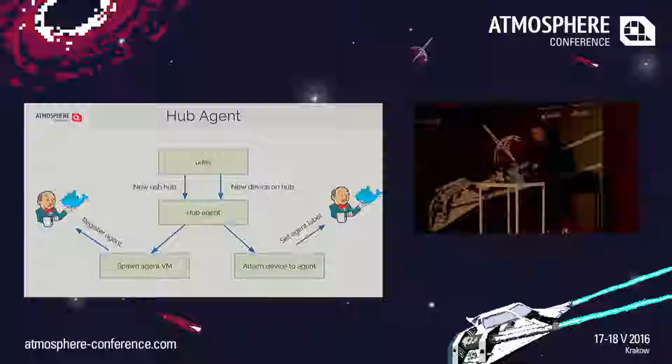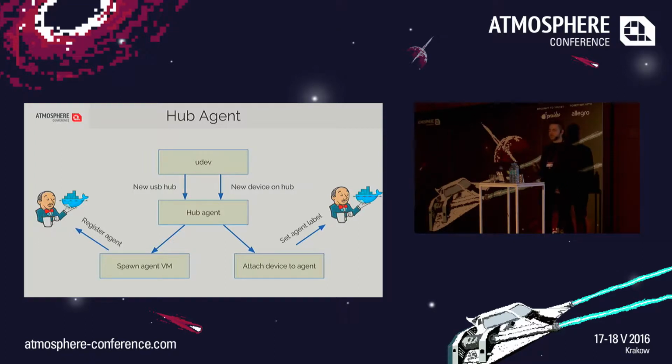Every time you attach a new USB hub to the test rack, it will spawn a new virtual machine for that. And when you attach physical devices to that USB hub, Hub Agent will set the proper label for that USB device in the Jenkins agent, so that you can run a test job on, let's say, hardware version 4. Jenkins will automatically use those labels, where actually we do it by USB IDs, because it's less configuration issues. So you run the job on those agents that have this USB ID. That's really useful if you have multiple revisions or multiple peripherals.